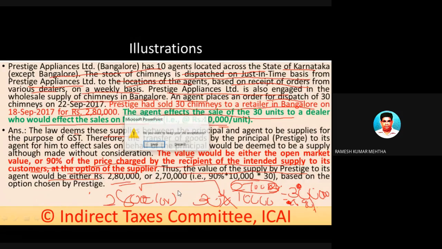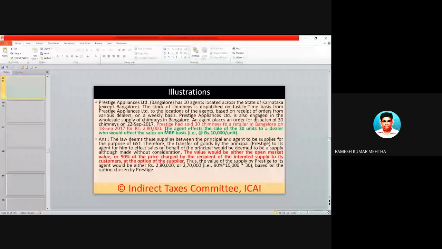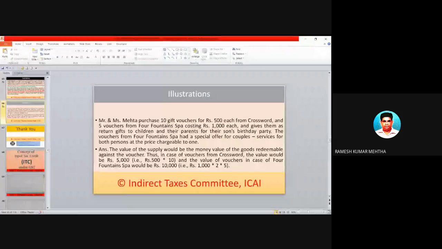So these were some of the numerical examples which I wanted to consider for today's discussion. Thank you so much for your patience in listening. And if you have any doubts, you can let me know.